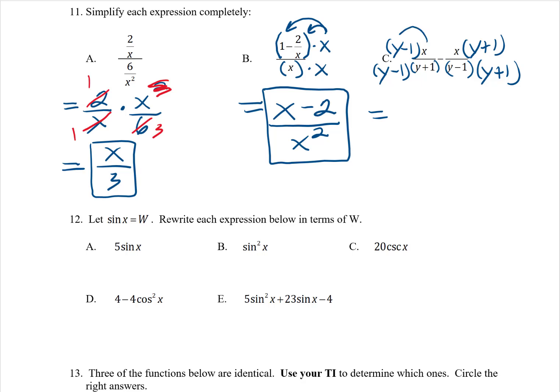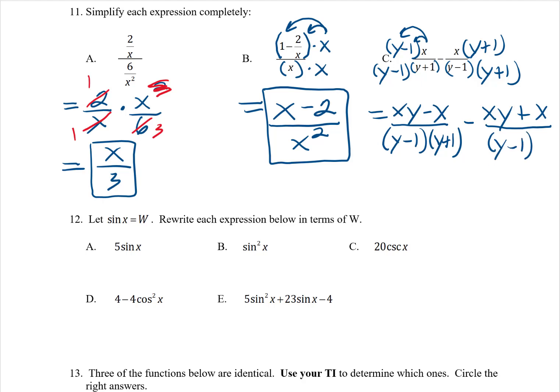If I distribute this x to the top here, that will become xy minus x for the first fraction. And I have y minus 1, y plus 1 here. And then the second one, I'll have xy plus x when I distribute. And again, y minus 1, y plus 1. I'm now ready to subtract.